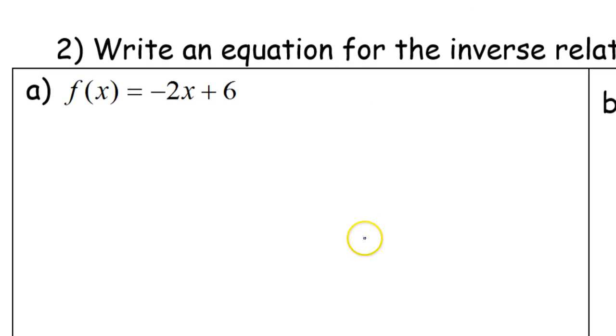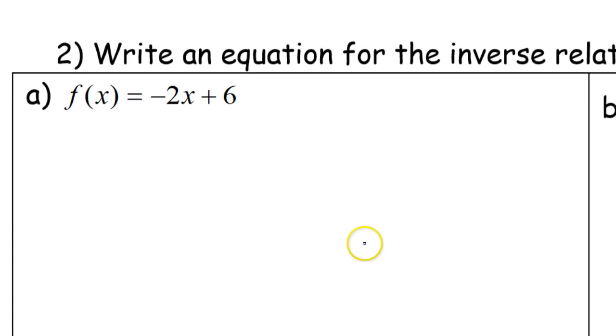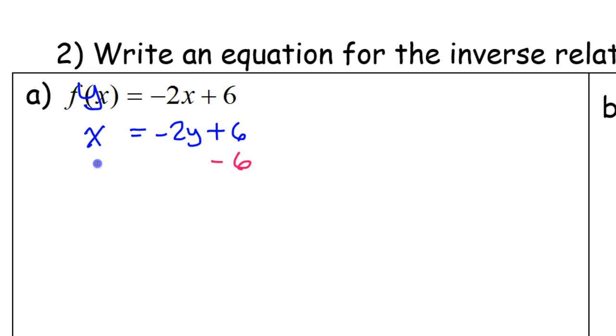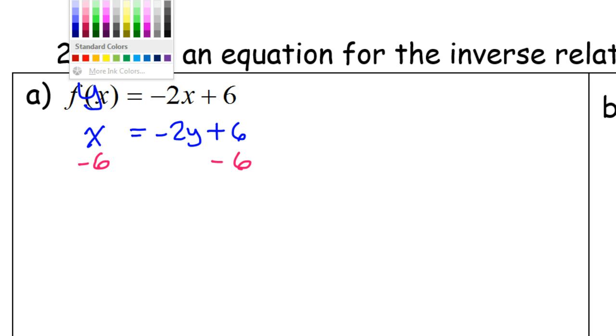Now, for problem number 2, write an equation for the inverse relation. So what we're going to do is switch the x and the y and then solve for y. That's basically how you find an inverse relation. Now f of x is like a y. So when I say switch x and y, I mean put x here and put y over here. Now I need to solve for y, which means get y by itself. So I would subtract 6 from both sides.